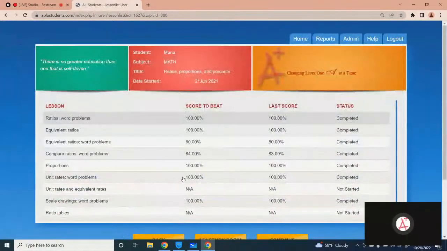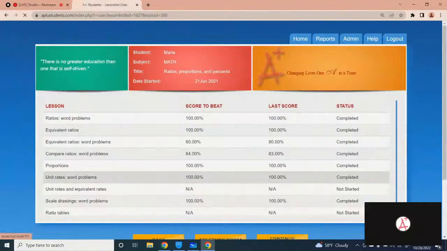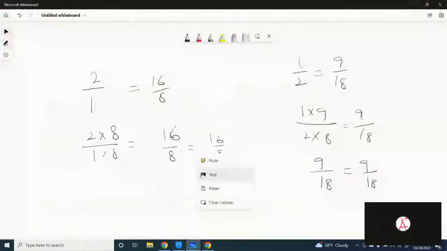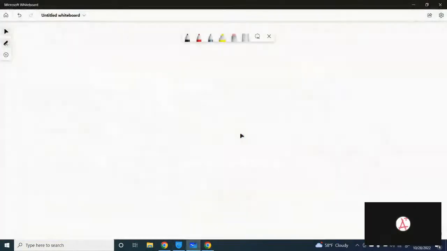unit rates word problems. Okay, the lesson name is unit rates word problems. Okay, let me start with examples. Let's start with the first example.